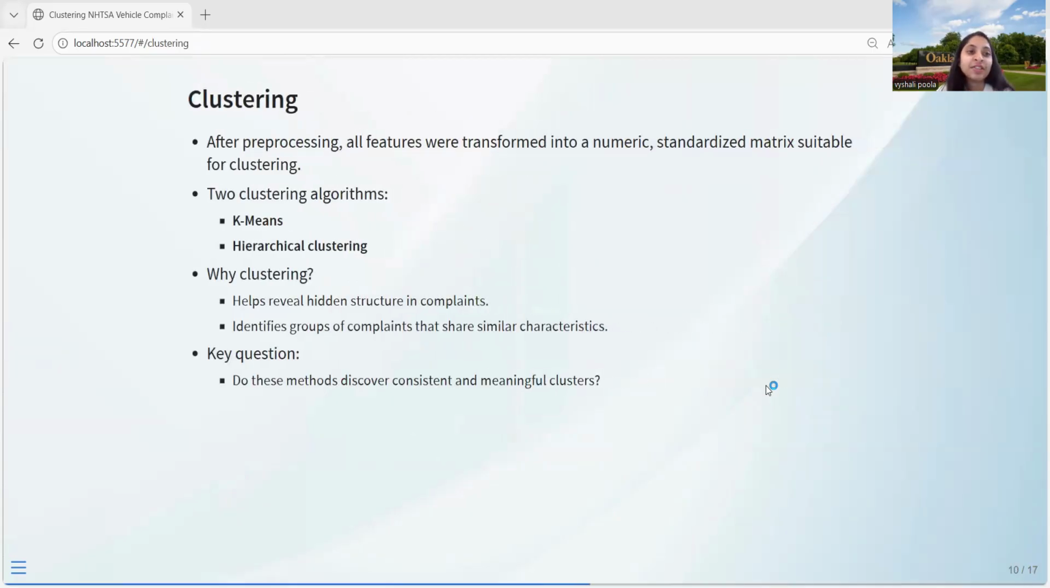And coming to the clustering part, the procedure was done in Python again. Once the data was cleaned and standardized, I then applied clustering to see whether the complaints naturally form meaningful groups. I applied two algorithms, k-means and hierarchical clustering. Using two different algorithms helps validate whether the patterns we see are real or algorithm specific. The main idea was to see if the complaints naturally form groups based on mileage, year, or severity, and whether those groups provide meaningful insights.